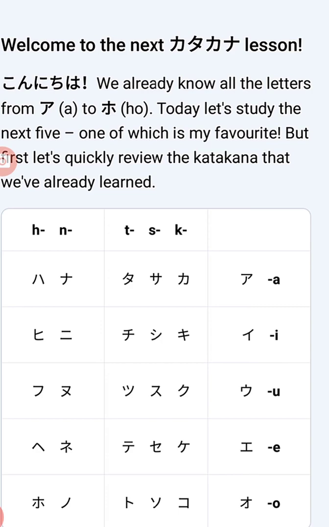And se. Se is a T, small letter T. Se, te. Small letter T makes the sound of se. Okay, se. Se, letter T.